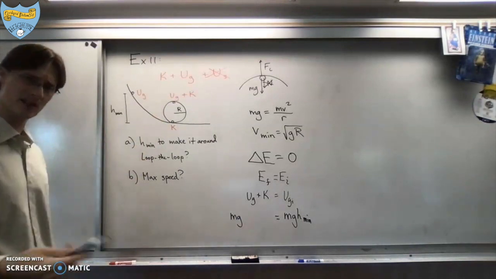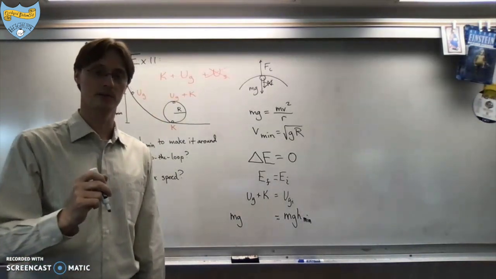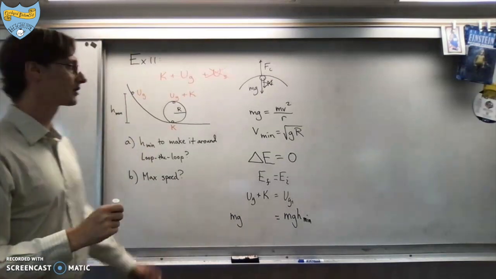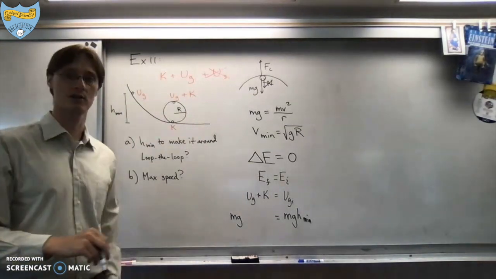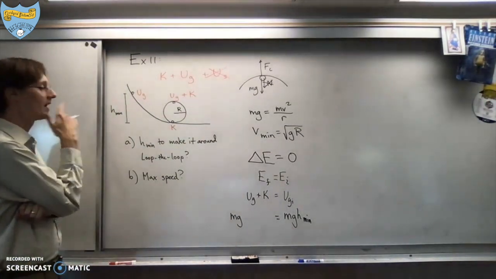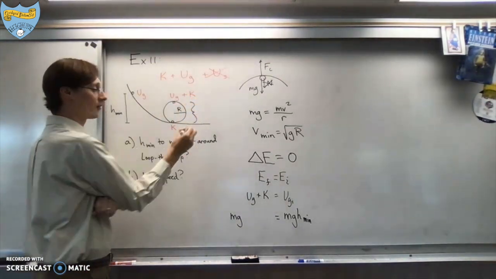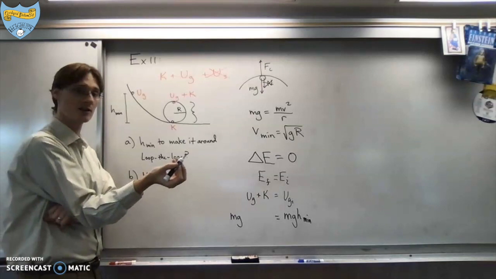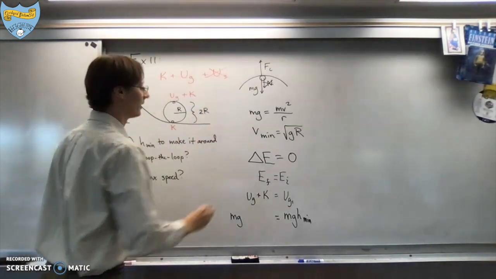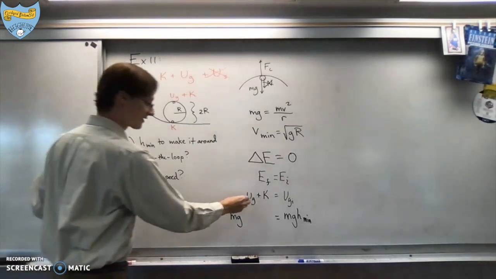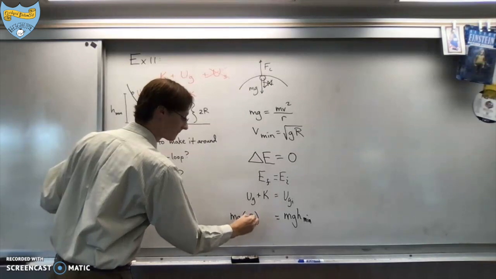What do you mean, Mr. Erickel? This is a symbolic problem. I don't know what the height is. Read the prompt. The prompt says, determine the minimum height in terms of the radius of the circle. In terms of the radius of the circle. You can express the height that this is above the lowest point in terms of the radius of the circle. It is 2 radii, or 1 diameter, above the bottom. So when I say mgh, this h is 2 times r.